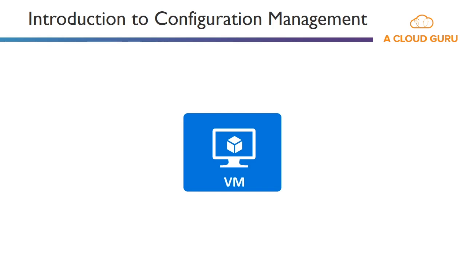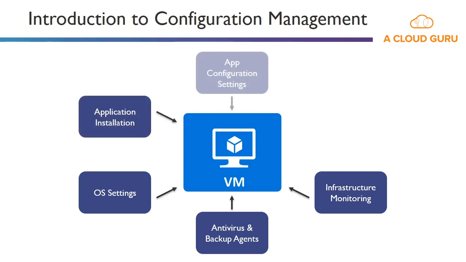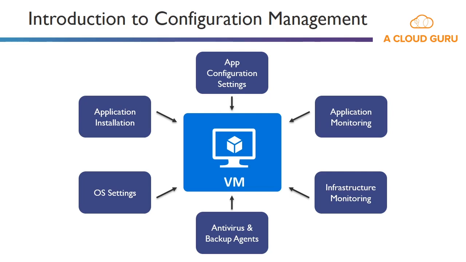And so if you look at the virtual machine, we break it down into two main sections of configuration management. We have our OS settings, our antivirus and backup agents, infrastructure monitoring. This section is really focused around infrastructure settings, things that your Windows and Linux team will really care about for every virtual machine that gets deployed. On top of that, we have all of our application settings, application installations, app configuration settings, and application monitoring, amongst others. These are things that our middleware and application teams care about as well.